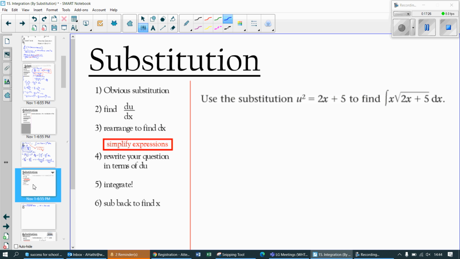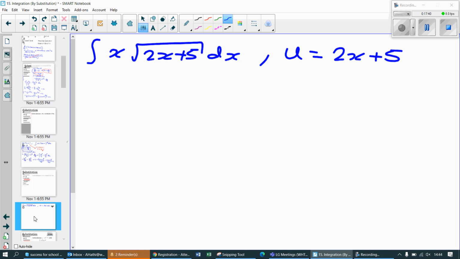So using the substitution u squared equals 2x plus 5. I'm just going to show you, we're not going to do this whole question, but we're going to get started to the point where we get to the integration. And you will obviously get the same answer, won't you? Because it's the same integral. But you'll see it's quite different how we do this. So first step is to find du by dx.